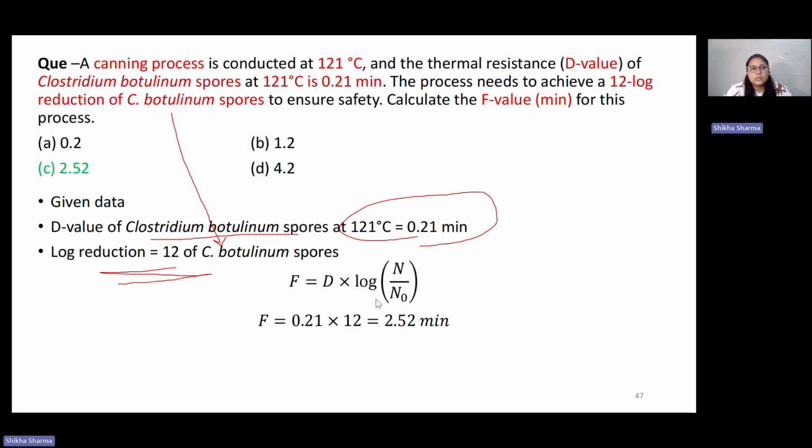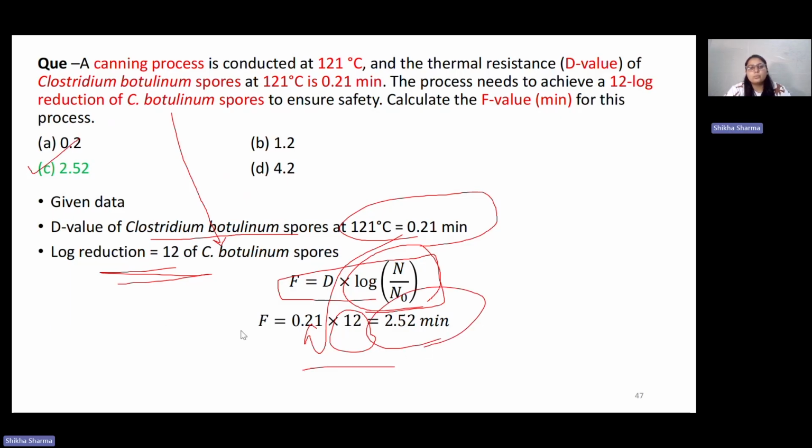spores. So F will be D into log N by N naught. So F equals the D value, which is 0.21, times log N by N naught, which is the log reduction. 12 log reduction is there. So when we multiply 0.21 by 12, it will be 2.52 minutes, which is the F value here.